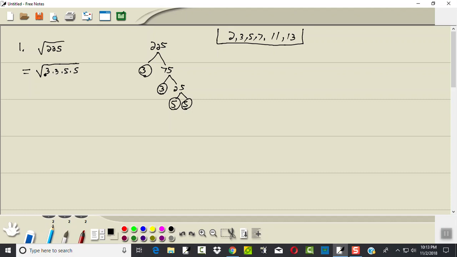Now we're looking for pairs. Here's a pair of 3s, here's a pair of 5s. So a pair of 3s is going to come out in front as a single 3, and a pair of 5s is going to come out in front as a single 5. And 3 times 5 gives us 15.